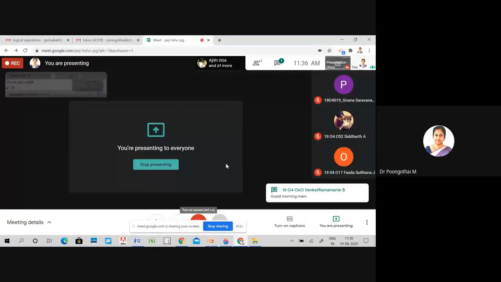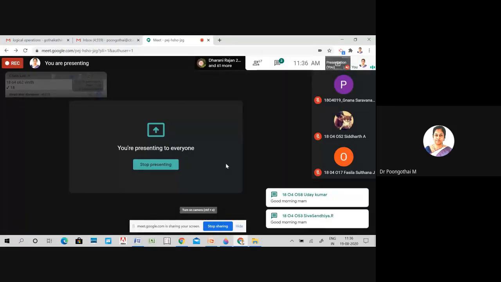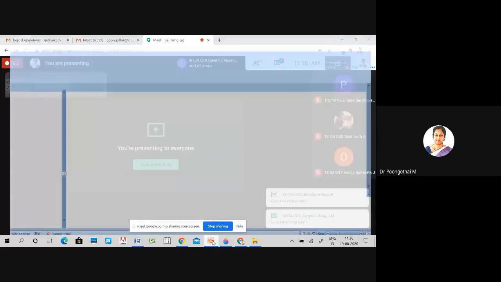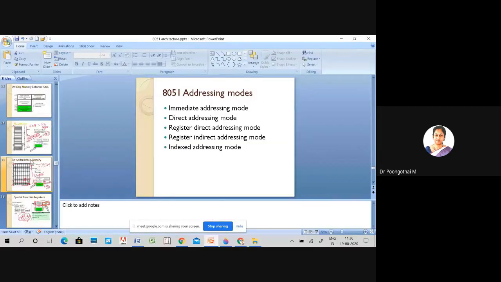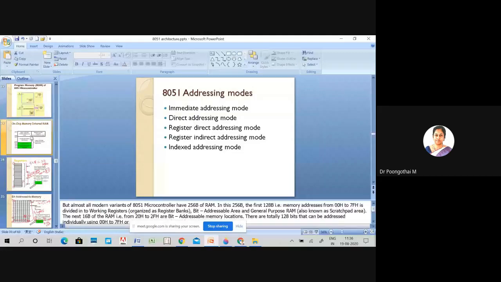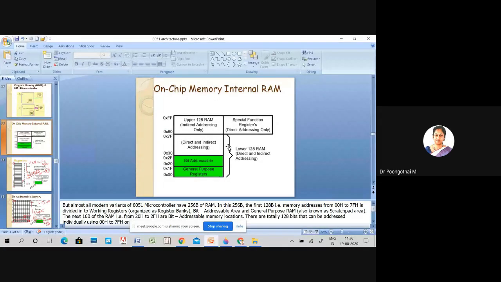So last class we discussed internal RAM memory organization and special function registers. Your internal RAM is divided into the lower 128 bytes and the upper 128 bytes. The lower 128 bytes is divided into three memory areas: one is the general purpose register, another is the bit addressable area, and the third is the scratch pad memory.